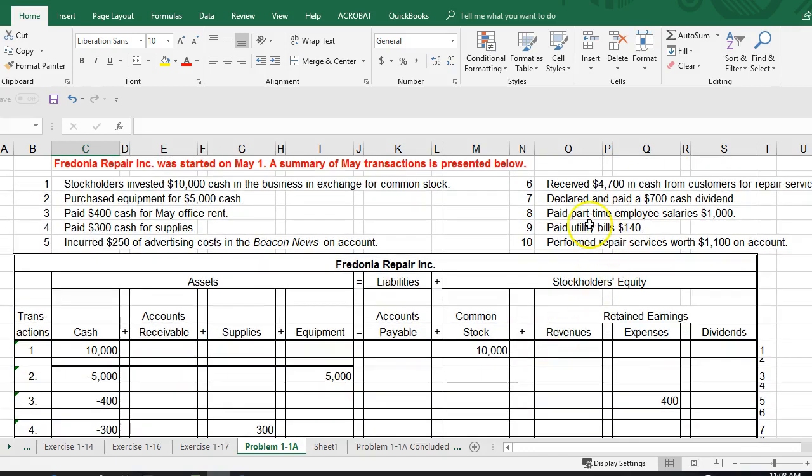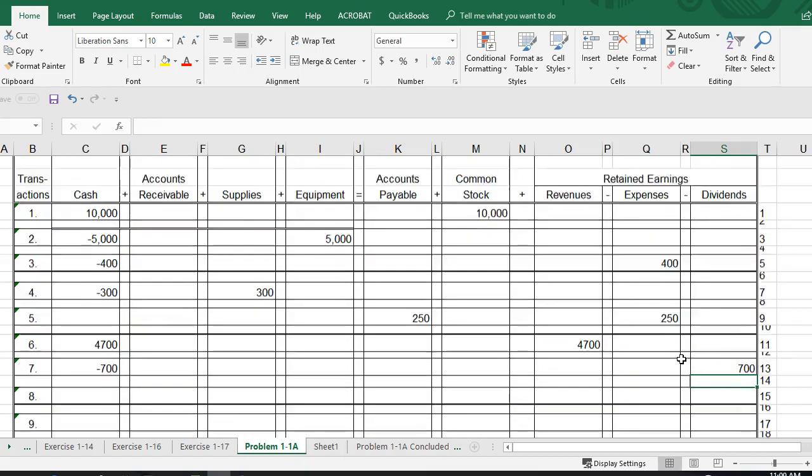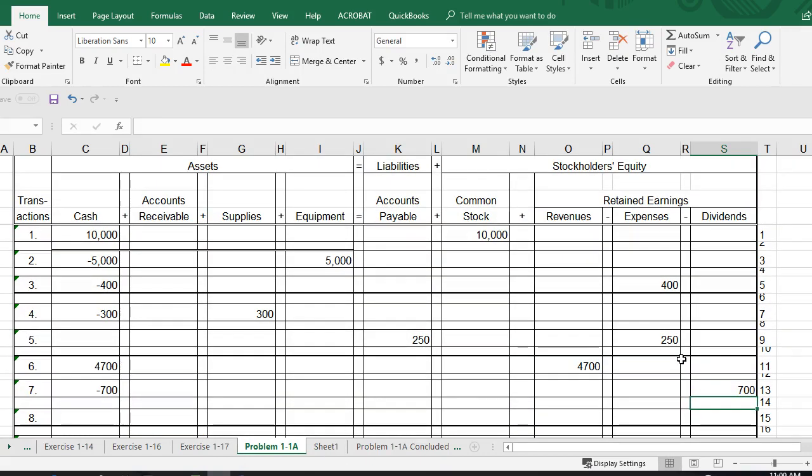Next transaction, declared and paid a cash dividend in the amount of $700. So now we're paying out a dividend to the stockholders, who are the owners of the corporation. So my cash account decreased by $700, and my dividend account just increased by $700. But again, notice, because with dividends you're paying money to the stockholders, that's taking money out of the company. Once we're done, the total dividends are going to be subtracted to get the total of the stockholders' equity section of the accounting equation.